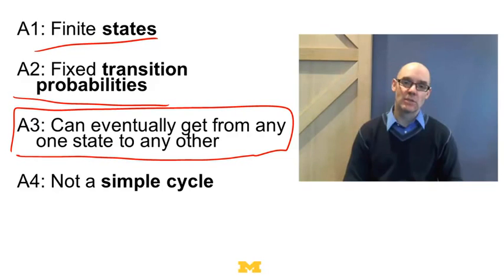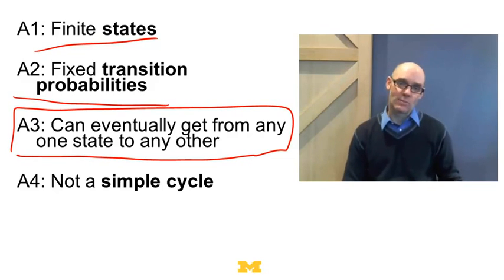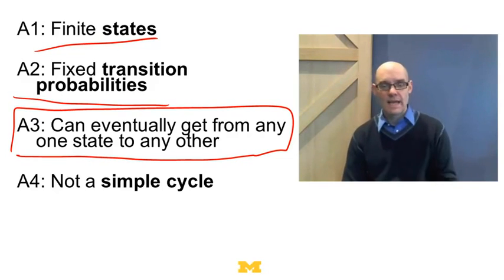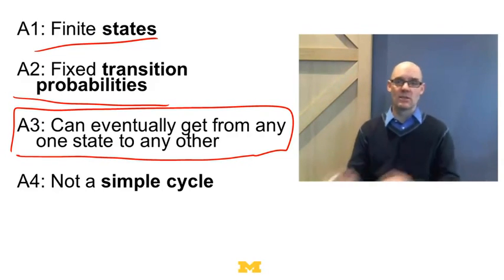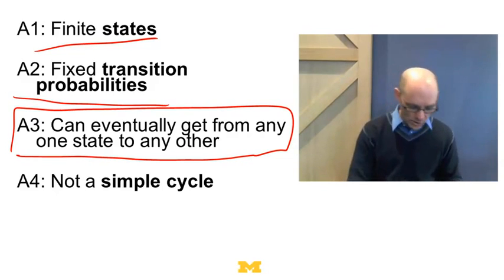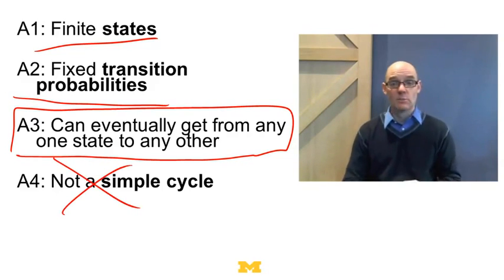That'll satisfy assumption 3. And then the last assumption, the fourth one, this is sort of a technicality: it's not a simple cycle. If I wrote down a process where you automatically go from A to B and automatically go from B to A, then the thing would churn, but it wouldn't necessarily go to this nice stochastic equilibrium. It could be that you have all A's, then all B's, then all A's, then all B's. So if we rule out simple cycles and just assume finite states, fixed probabilities, and that you can get from any state to any other, then you get an equilibrium.